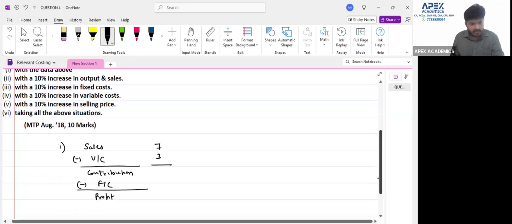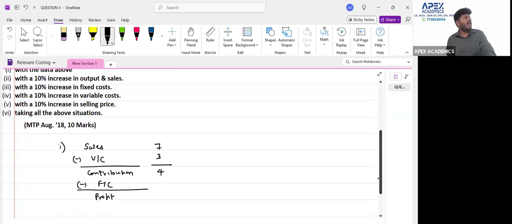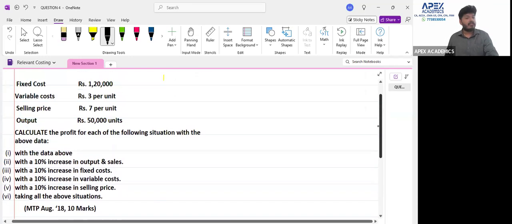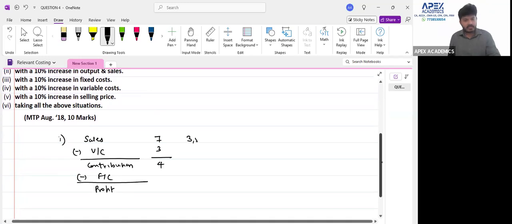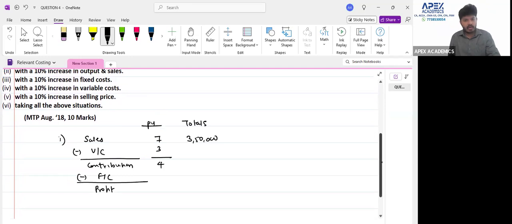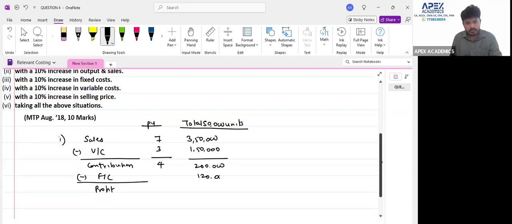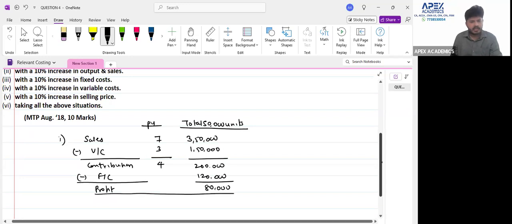Selling 7, variable 3, contribution 4. I'm dealing with how many units? I'm dealing with not 4 units, I'm dealing with 50,000 units. So of course this will be 3,50,000. This is per unit, and this is total. 1,50,000, 2 lakhs. What is your fixed cost? 1,20,000. What is your profit? 80,000 in the first case.